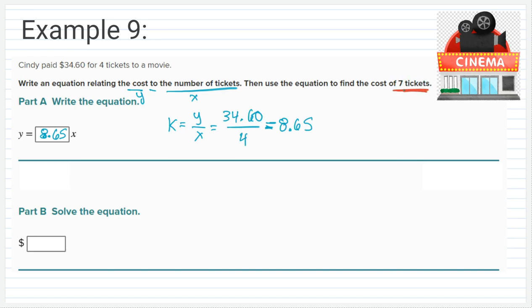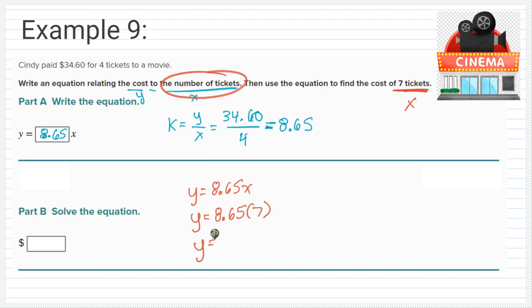So again, we just have to remember what variable is representing the tickets. And if we look back at the beginning part of this, number of tickets is x. So that is what we're going to be putting into our equation that we came up with. So y equals 8.65x. If I replace x with the number of tickets, in this case, we're looking for the cost of 7 of them. Again, we're just going to multiply that out, and we're going to find it's a total of $60.55.